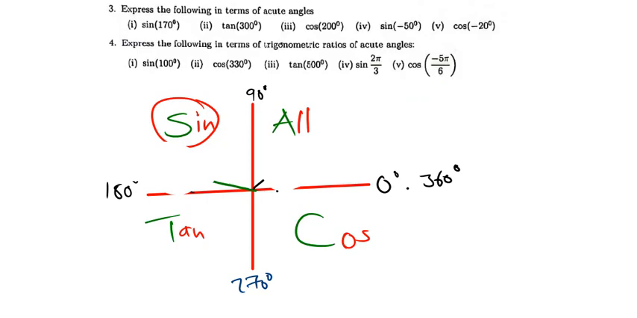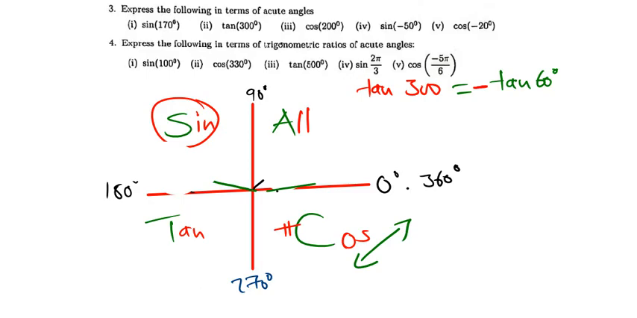Let's look at the next one, tan 300. Which quadrant do you think 300 is in? 300 is clearly after 270, so it's going to be in the fourth quadrant. When you've got an angle in the fourth quadrant, you subtract from 360. 360 minus 300 gives us tan 60. Now, what determines the sign is where you are. In this quadrant only cosine is positive, so it's going to be negative tan 60. Implying that tan 300 gives you a negative answer, negative tan of 60. That's very important.